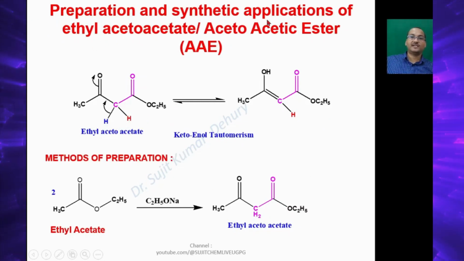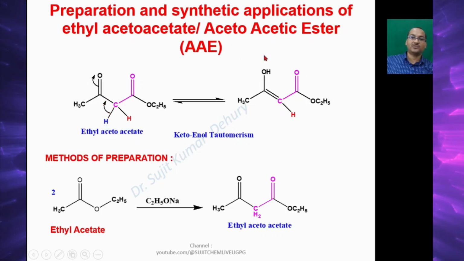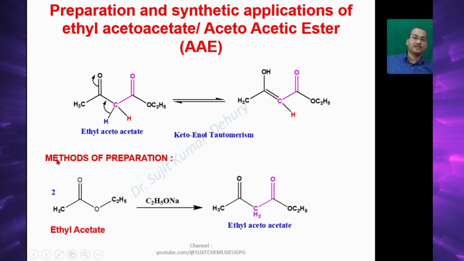Next is the preparation and synthetic applications of ethyl acetoacetate or acetoacetic ester, AAE. So this is the compound ethyl acetoacetate. This can undergo keto-enol tautomerism, giving rise to the enol form. Then next is methods of preparation. If you start with ethyl acetate, 2 equivalents, and you react with the base sodium ethoxide, you will end up with ethyl acetoacetate.